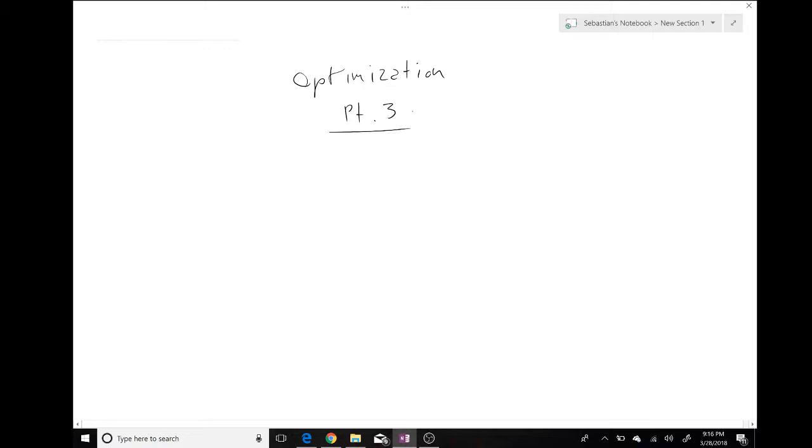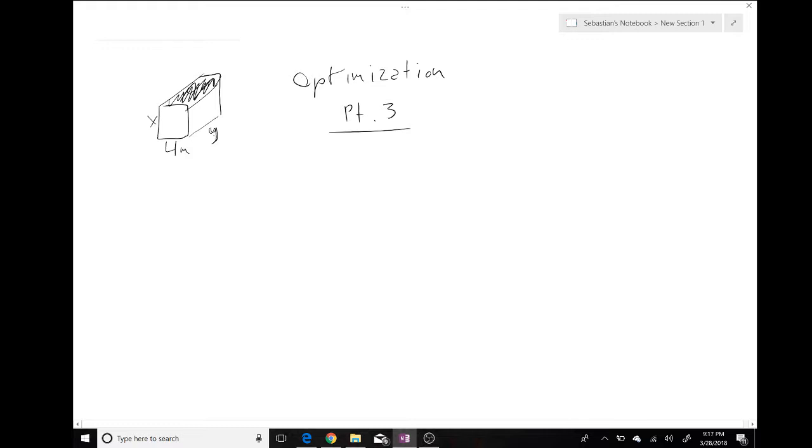So for optimization part 3, we will be looking at a rectangular prism, as so, which will not have a roof. And what we are given is our x as our height, 4 meters as a width, and y variable as a length.